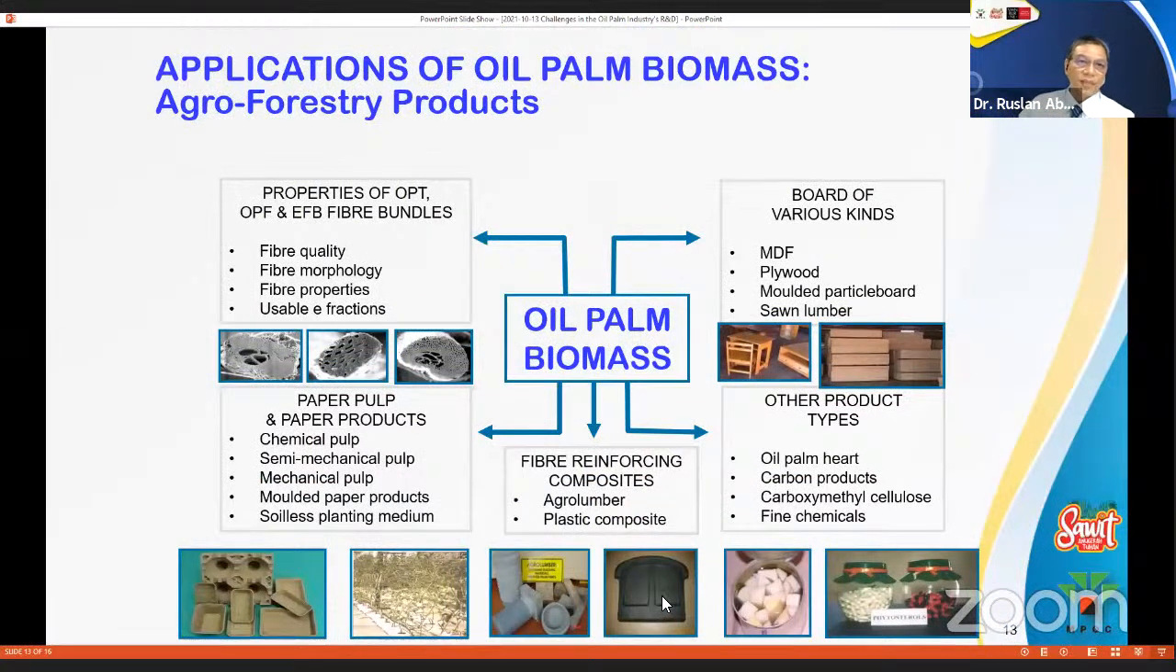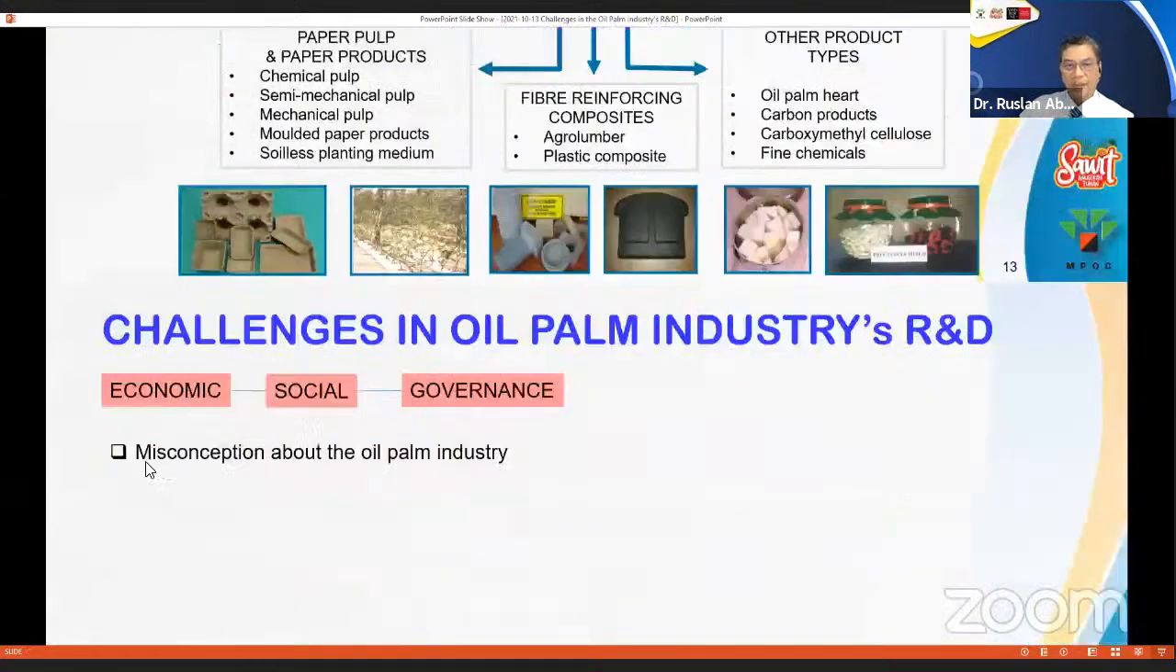Okay, oil palm trees can also produce biomass, as was mentioned by Prof. Lam just now, for use in various applications. So these are some of the applications for which we can use the palm oil biomass.